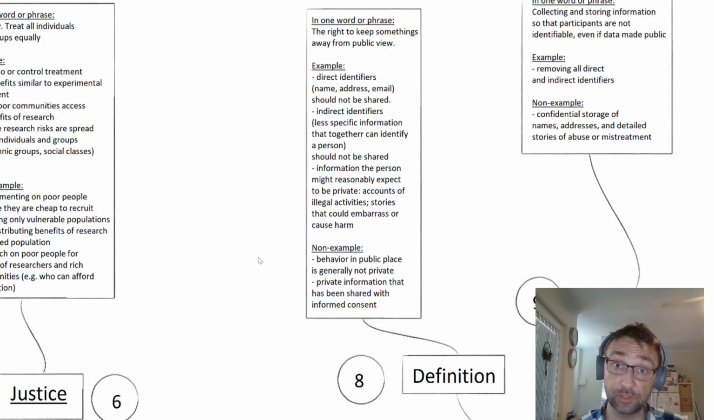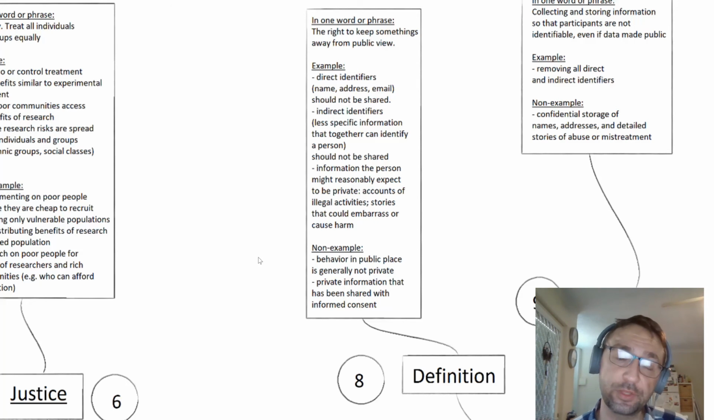Some of the examples of the sort of privacy that we would respect would be around direct identifiers, so names, address, email. These should generally not be shared of participants. Indirect identifiers: we also should respect the fact that sometimes you could tell a story or recount a series of events, and even though there are no names, addresses, or emails listed, you can work out who it is just because there are very few people who would have gone through that experience.